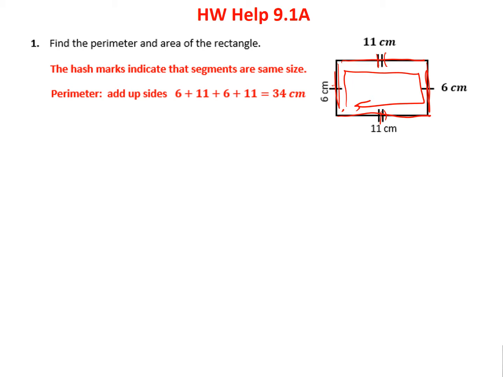Sometimes you may have learned a formula for the perimeter of a rectangle, which is the perimeter is 2 times the length and 2 times the width. So 2 times 6 plus 2 times 11, 12 plus 22. Again, it adds up to 34 as well.